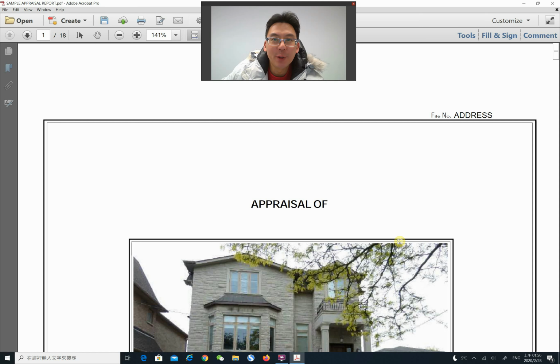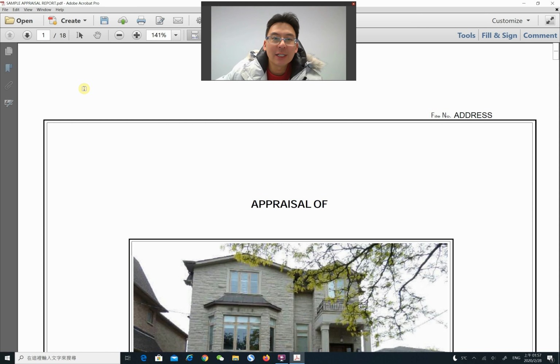So a lot of viewers ask me to do a review of the appraisal report because when they order the appraisal, they do not know what to look for in the appraisal report because it is, as you can see, 18 pages. They have no idea what to look at. So therefore, I'm doing this review of the appraisal report to give you some basic idea of what important information you should extract from it.